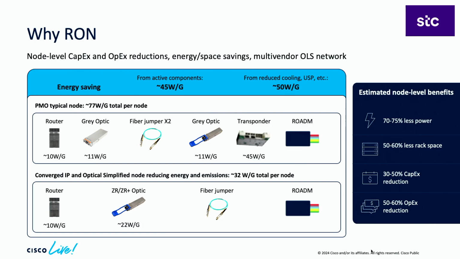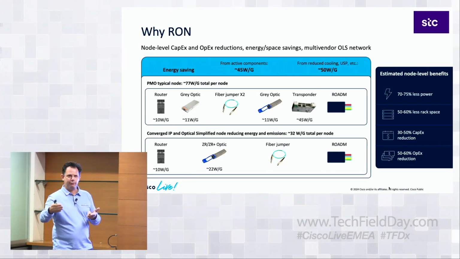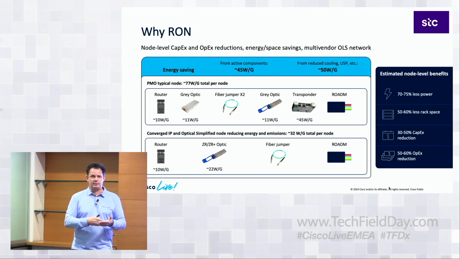Now, this has a lot of benefits. First of all, you're cutting out a whole bunch of equipment, right? You don't need that gray optic, that other gray optic and that transponder anymore. You just need a colored optic and a fiber jumper cable. So first of all, in terms of reliability, that has its advantages. You're cutting out a number of stages and pieces of equipment. Secondly, in terms of power, that has very big advantages.